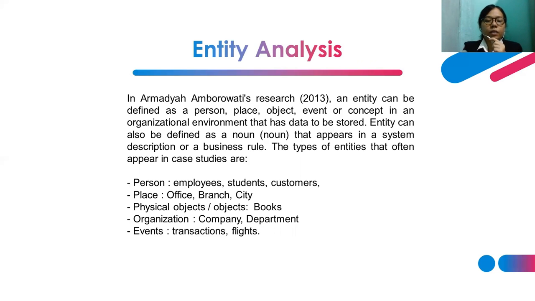The first is person, for example employee, student, and customer. The second is place, and the example is office, branch, and city. And the next, physical object, the example books. And the next organization, the example company or department. And the next event, the example transaction and flights.